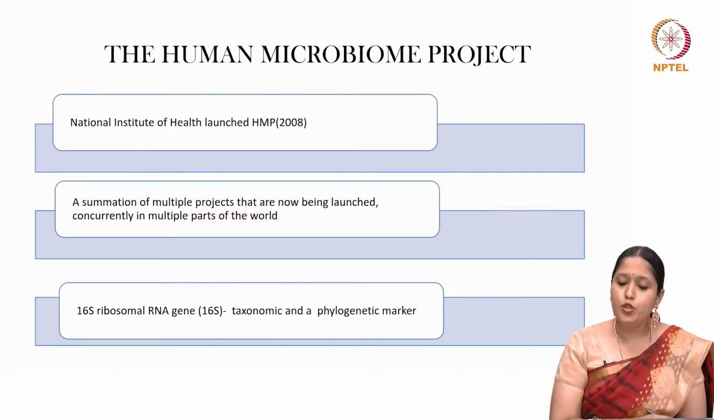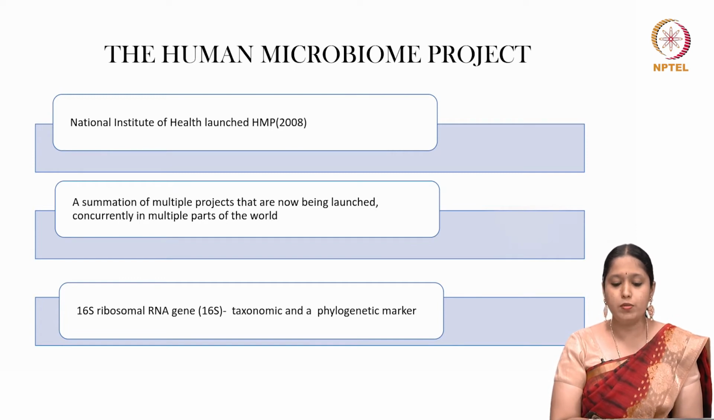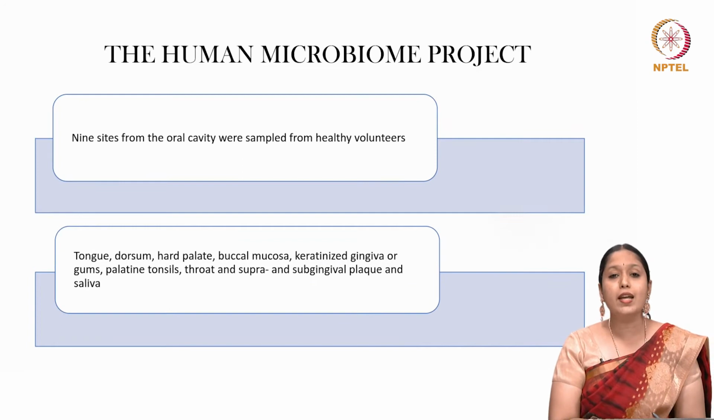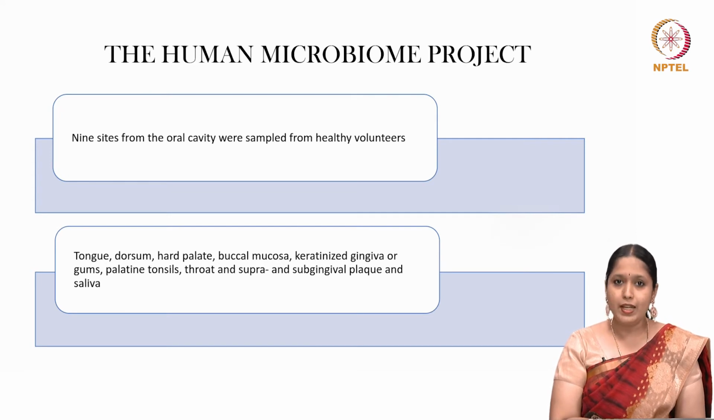So, there is something called the Human Microbiome Project, which was first launched in the year 2008 by the National Institute of Health. It is nothing but a summation of multiple projects that are now being launched concurrently in multiple parts of the world, and they consider 16S ribosomal RNA as the taxonomic as well as the phylogenetic marker. Nine sites from the oral cavity were sampled from healthy volunteers, and those sites include tongue, dorsum of tongue, palate, hard palate, buccal mucosa, keratinized gingiva, palatine tonsils, throat, supragingival and subgingival plaque as well as saliva.